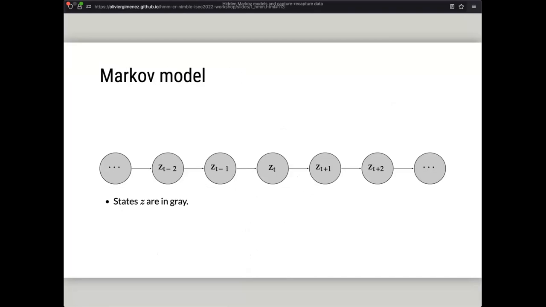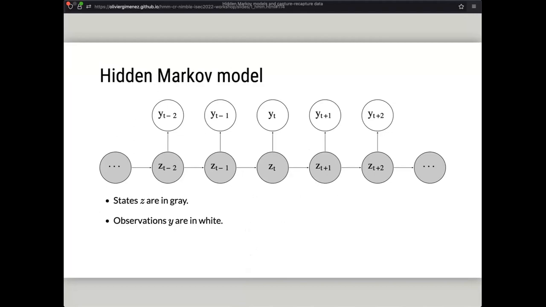So let's get back to our graphical representation of the Markov model. Remember, we had the states here that went from one sampling occasion to the other. And now what we observe are the detections and non-detections in white here. So we don't have access to the Z unless an individual is observed, but when an individual is missed, we don't know its state, okay? So the observations are emitted. Sometimes we say that in the HMM terminology, the observations, the detections and non-detections, are emitted from the state. So that's why we have the arrow going from the state to the observations.